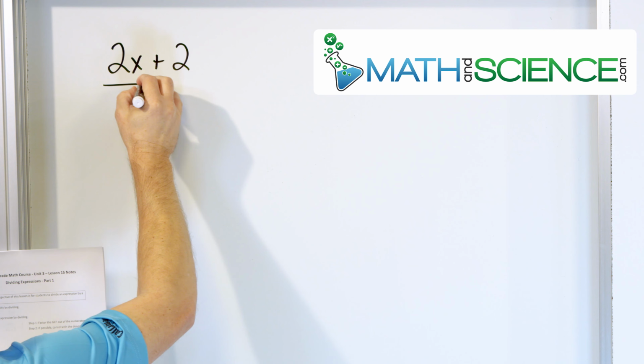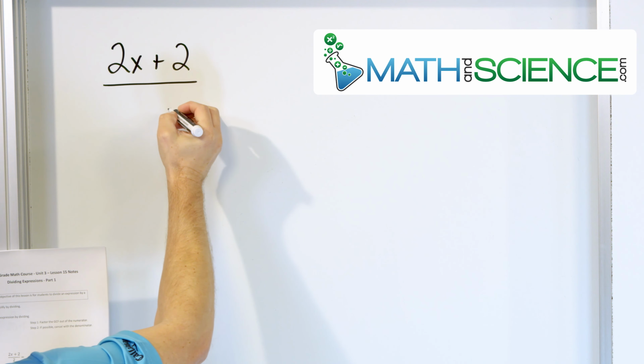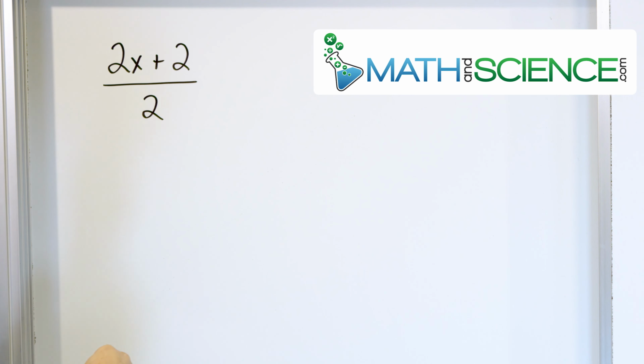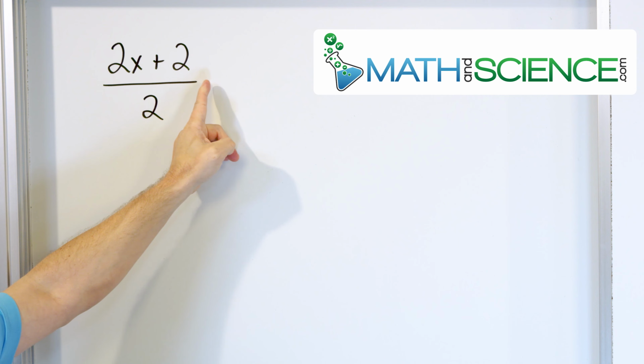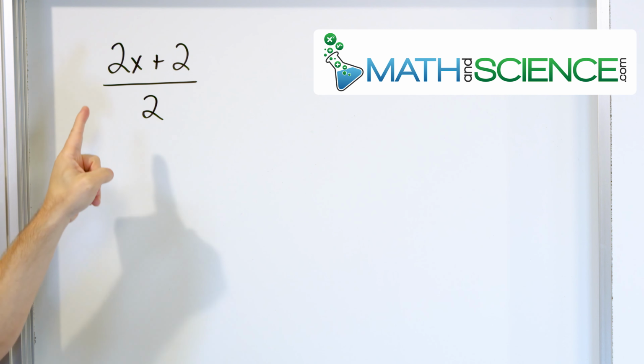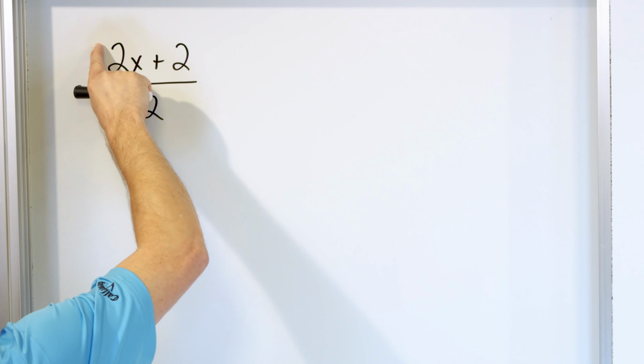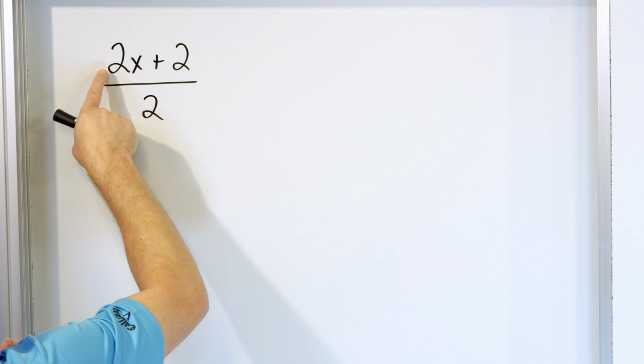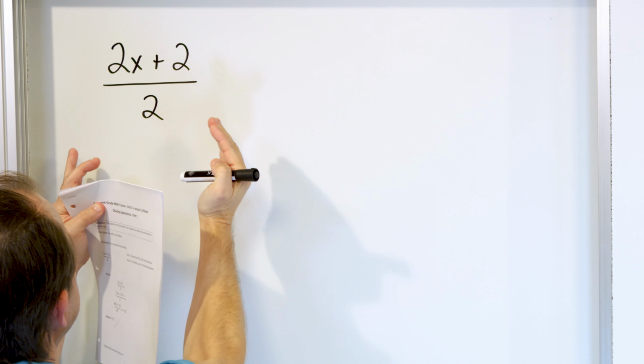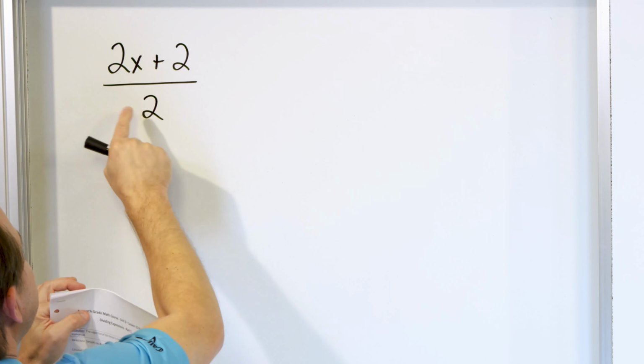Let's take a look at the first pretty simple problem. 2x plus 2 is in the numerator of a fraction, and the bottom is a 2. Now, when you see a fraction like this, a fraction bar, this means division. So you can envision invisible parentheses around the numerator. This 2x plus 2 as a quantity, after you calculate it, then you divide by 2.